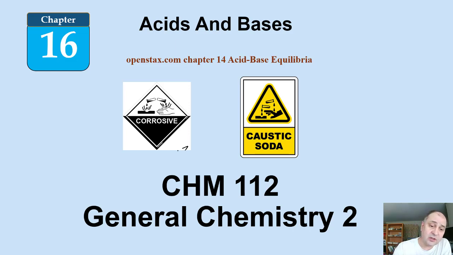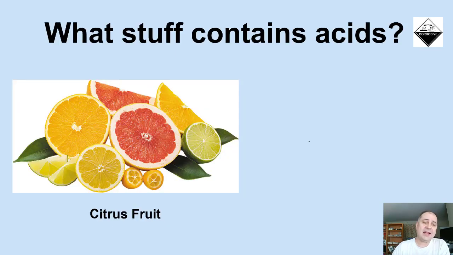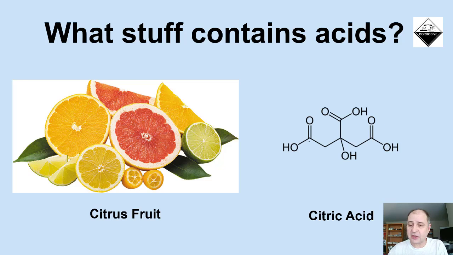Acids are corrosive and bases are caustic. And there's lots of stuff out there that has acidic materials in them. Citrus fruit, right, has citric acid. Here's the structure of it. We'll take a look at this in a little bit more detail later.